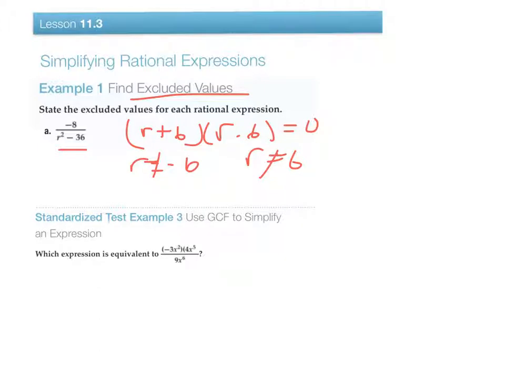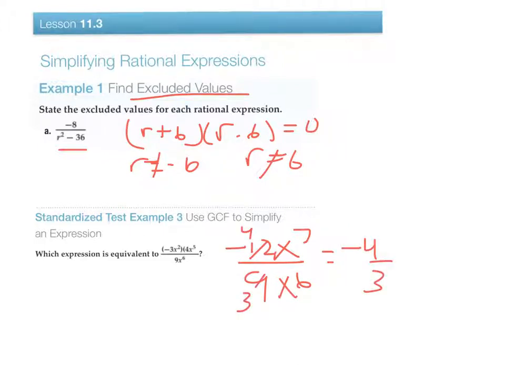Now if we want to simplify these expressions, we want to go ahead and multiply. This would be a negative 12 x to the 7th over 9 x to the 6th. And so we reduce our fraction. 3 goes into this 4 times, 3 goes into this 3 times, we get a negative 4/3. And if we do the letters, we subtract the exponents, so 7 minus 6 gives us x to the first power. And so this is our simplified answer.